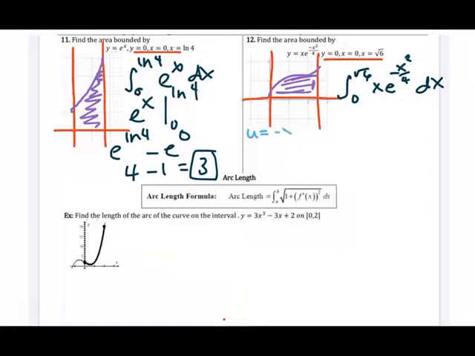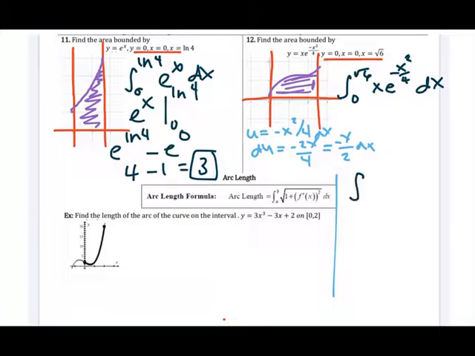So I'm going to let u equal negative x squared over 4, which means that du is going to be negative 2x over 4, or negative x over 2 dx. So when I fix this, what I'm really going to be saying is my integral of x times e to the u times du. If I solved this for dx, I would get negative 2 in the numerator and x in the denominator.